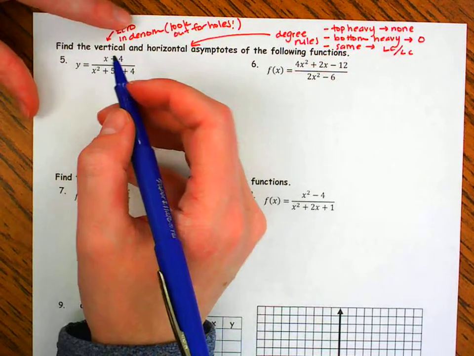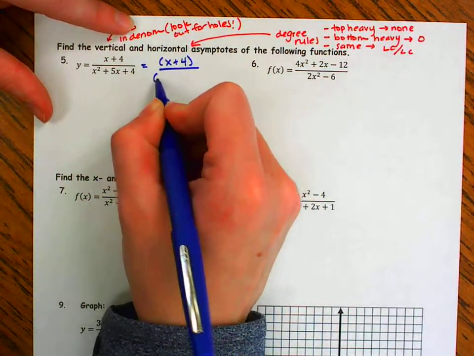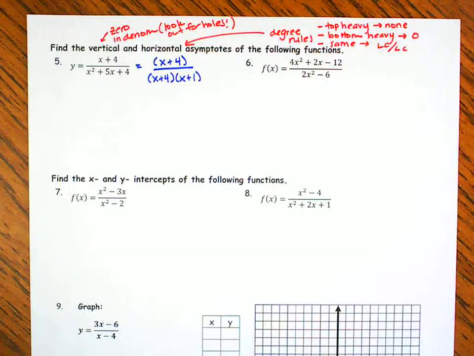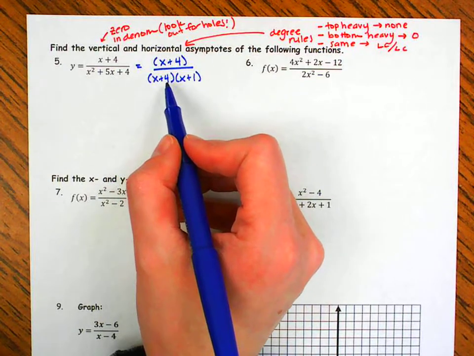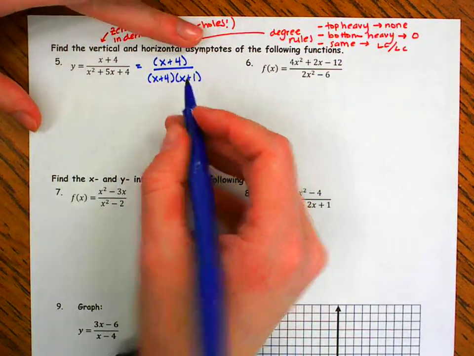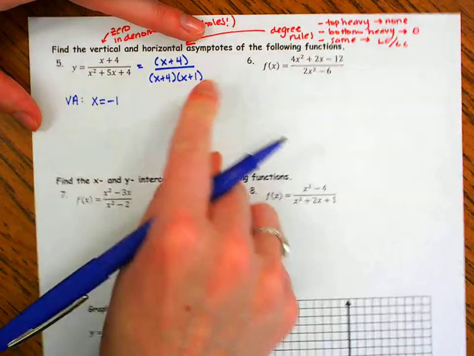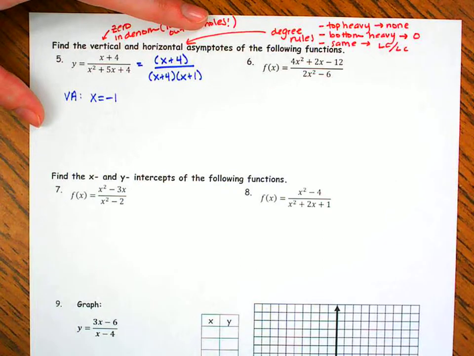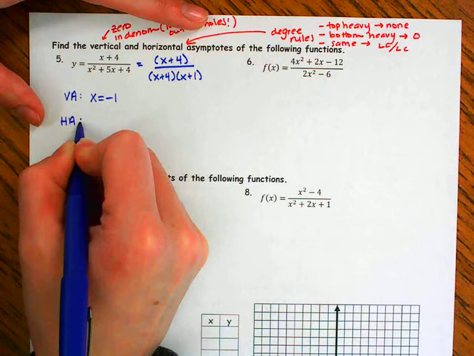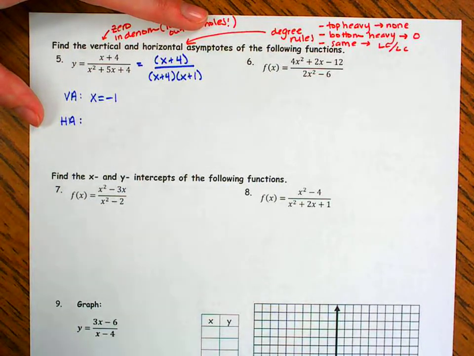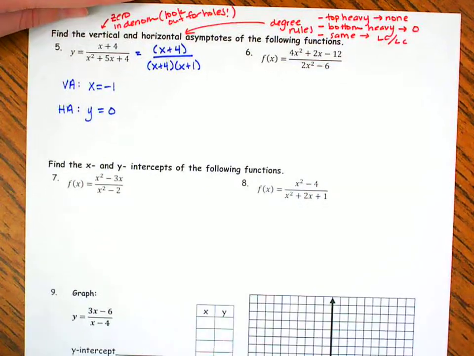So let's take a look. First thing I want to do is factor this. First thing I notice is I have a common factor. That means that at negative 4, there's not a vertical asymptote. It's actually a hole. So the only vertical asymptote that I have is when x is equal to negative 1. And careful, vertical asymptotes are vertical lines, so it has to be x equals. Okay, horizontal asymptote. We're looking at degrees. I notice that it's bottom heavy, so my horizontal asymptote is going to be y equals 0.